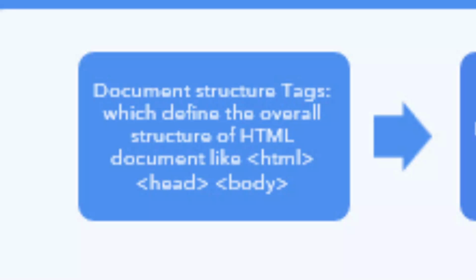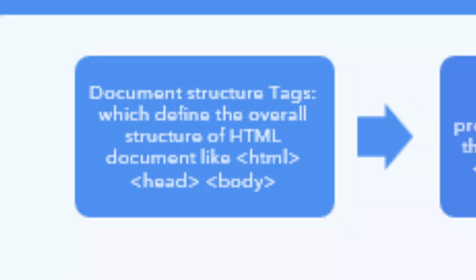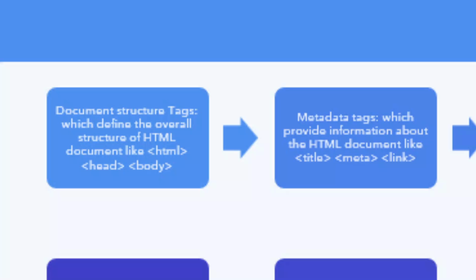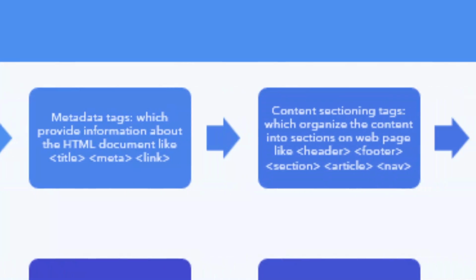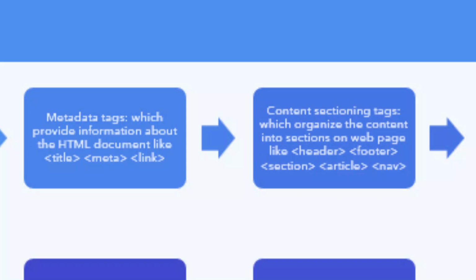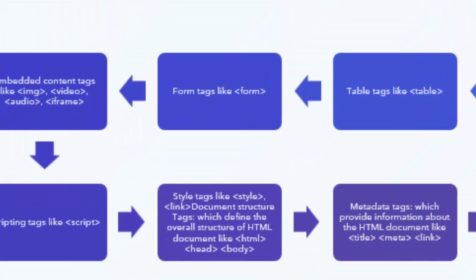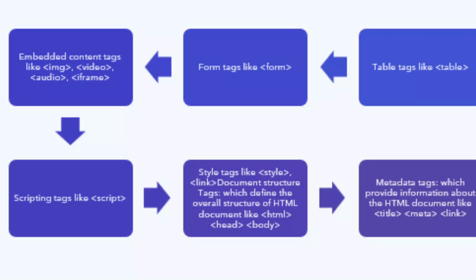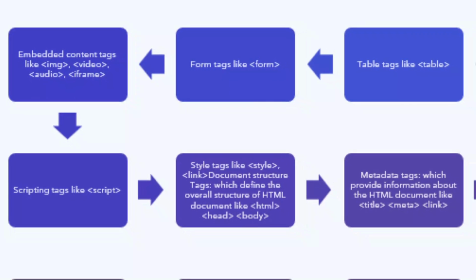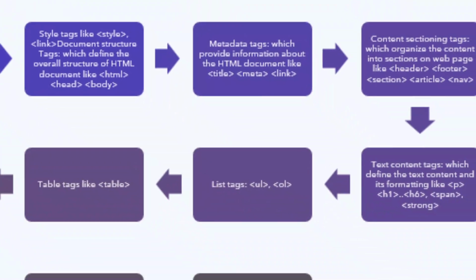The document structure tags, which define the overall structure of an HTML document, like html, head and body. Metadata tags, which provide information about the HTML document, like title, meta and link. Content sectioning tags, which organize the content into sections of a web page, like header, footer, section, article, nav, you get the idea. Text content tags, which define the text content and its formatting, like paragraph tags, heading tags, span, and strong. List tags, which display lists on an HTML document or web page, like unordered list and ordered list. Table tags, like table. Similarly, form tags like form, embedded content tags like image, video, audio, and iframe that are generally found on any web page, scripting tags like script, and style tags like style and link.